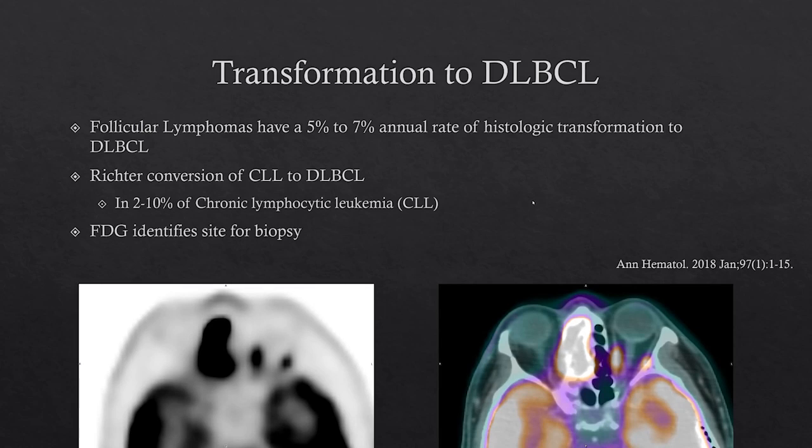Transformation to diffuse large B-cell lymphoma. Follicular lymphomas have about a 5 to 7% annual rate of transformation to diffuse large B-cell. Chronic lymphocytic leukemia has a 2 to 10% Richter conversion. And FDG can identify sites for biopsy, as the converted sites tend to be more avid than CLL or follicular lymphoma.